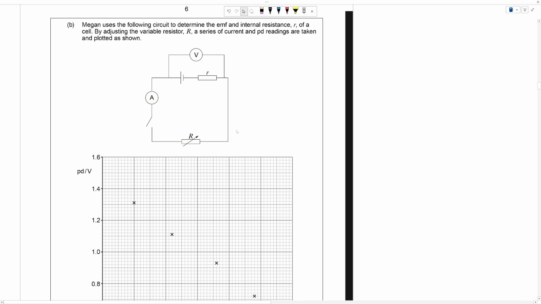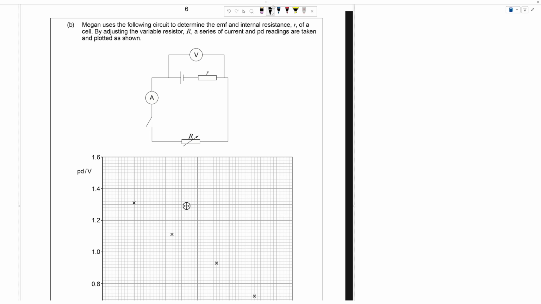Let's move on. Here is a question being used to determine EMF and internal resistance R of a cell. We're going to be adjusting this variable resistor. A series of current and PD readings are taken and plotted as shown. So remember, with a circuit like this, as we adjust the resistance here, we get different amounts of current flowing. We're measuring the potential difference. This is the terminal PD, the PD we measure outside the cell.